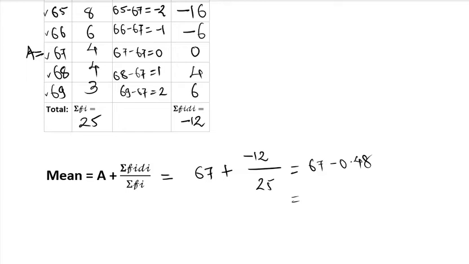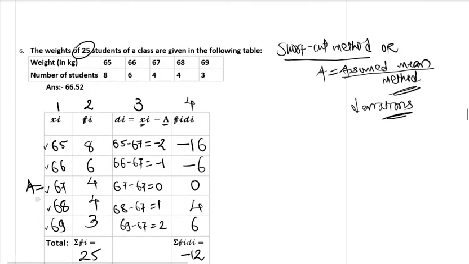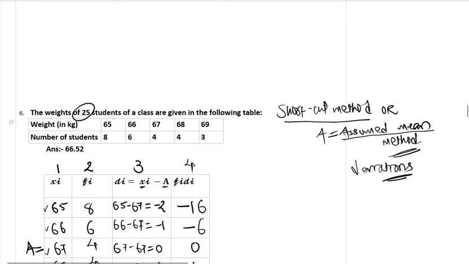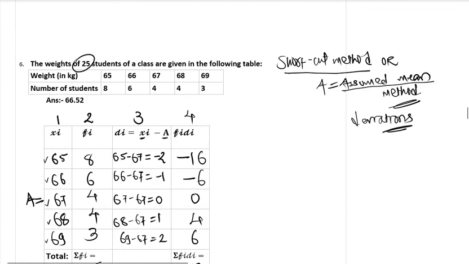67 minus 0.48 is 66.52. 66.52 should be our correct answer for the mean. Let's check. 66.52 is correct, right? So I hope you have understood what the shortcut method is.